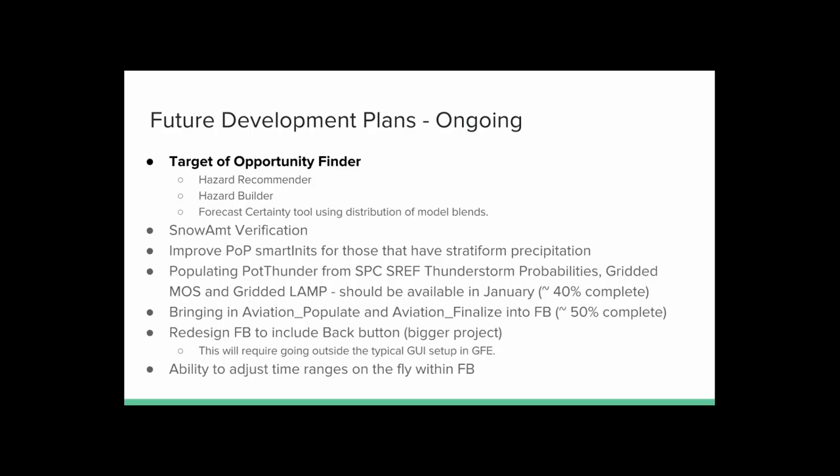A big one we're going to try to get in January is populating probability of thunder from a blend of the SPC's thunderstorm probabilities, GridMOS and GridLAMP. We're just trying to work on getting that SPC thunderstorm probability in GFE. When we get that done, it has to go in the National Smart Init, and again, I'm trying to get that in for the next National Smart Init version.